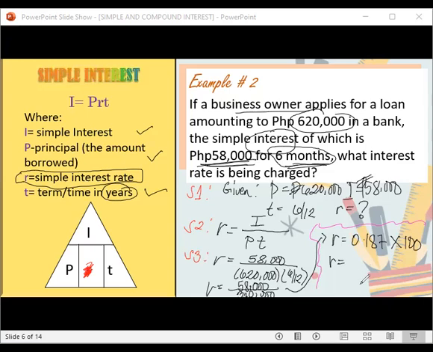So, 0.187 multiplied by 100. The answer is 18.7. Siyempre, huwag kalimutan yung symbol na percent. So, our rate is 18.7%. That is the final answer. So, ibig sabihin, yung interest rate na charge ng bank is 18.7%. So, that is the final answer for example number 2.